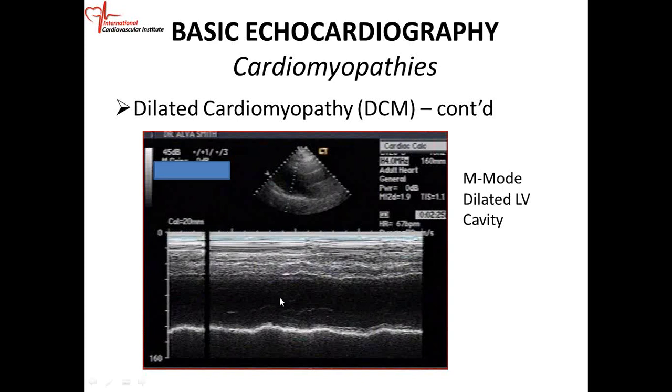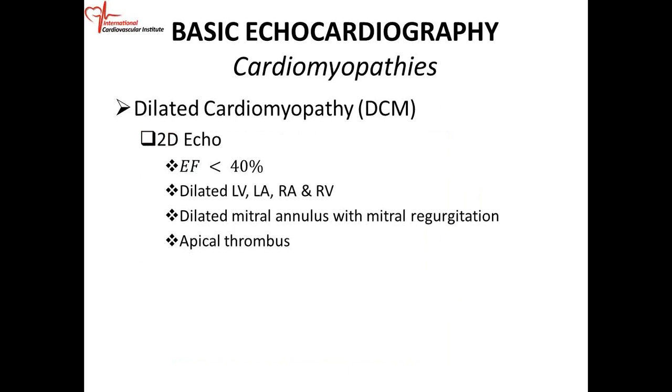So looking at your M mode, you can quickly make your diagnosis of a dilated cardiomyopathy. We usually talk about a reduced ejection fraction. And when we talk about a reduced ejection fraction, we talk about EF less than about 40%. Okay? And then when you look at your chambers, they will be dilated: left ventricle, left atrium, sometimes the right atrium and the right ventricle. So you have to do your measurements to determine if the chambers are dilated.